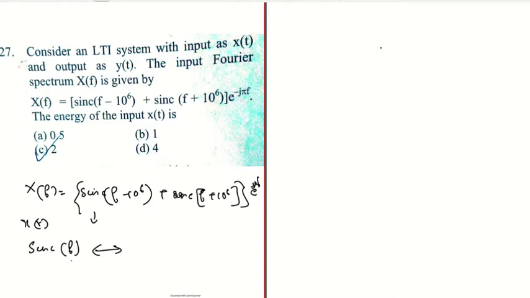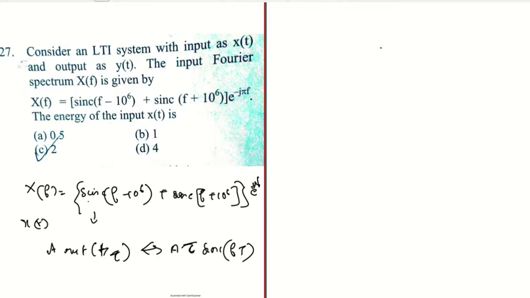So what signal in the time domain gives sinc(f) in the frequency domain? We know that a rectangular signal with time period tau will yield a sinc function, right? This is the Fourier transform pair. So we understand that this sinc function came into being because of a rectangular function in the time domain. Then we will see what A, T and everything are.